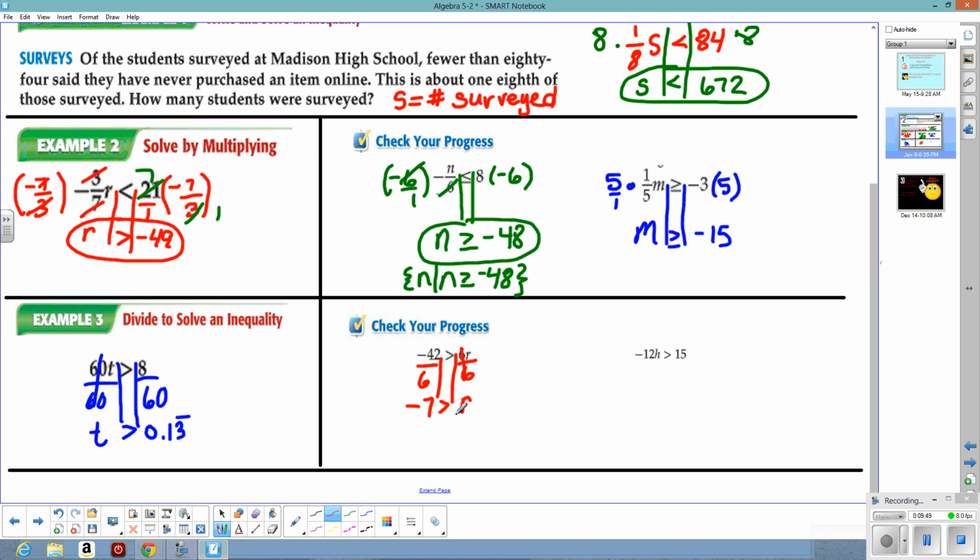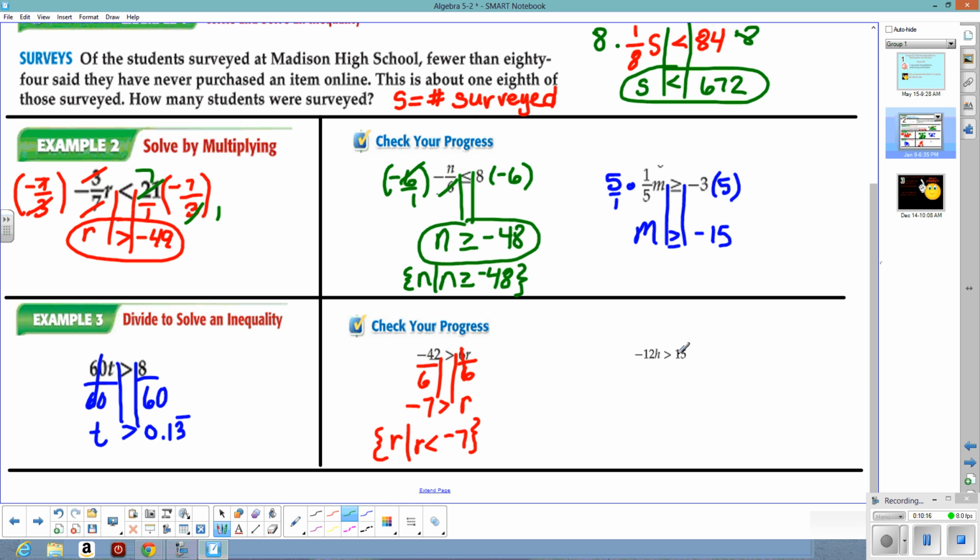Now when we write this, it's good to have the variable on the left. So I'm going to go ahead and put it in that fancy set builder notation. All real numbers r such that r is less than -7. Remember, when you switch it around, it should still say the same thing. It's still pointing at the r and opening to the -7.